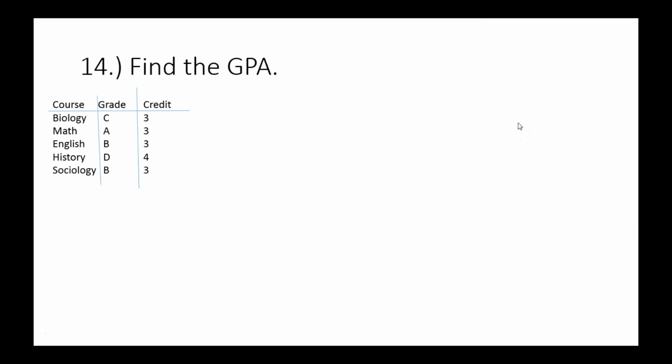So when you do the GPA problems, they're going to tell you that an A is 4 points, a B is 3, a C is 2, a D is 1, and an F gets you nothing, which makes sense because you failed, right? So they're going to give you that information. I just assume people know that if they're in college, but I know that not everybody does. So they give you the grades as letters. You need to assign the point values for those.